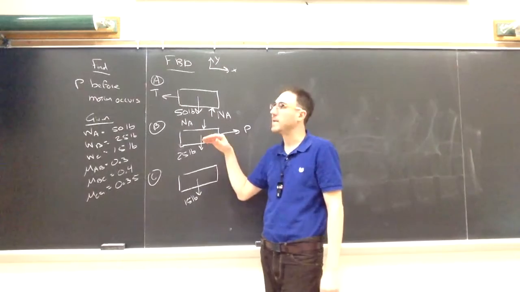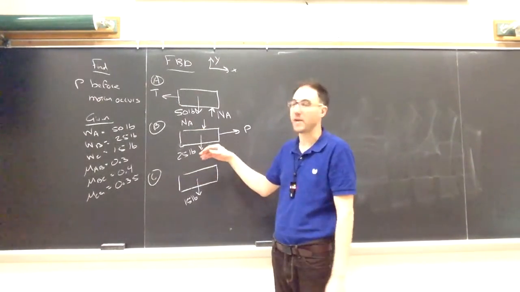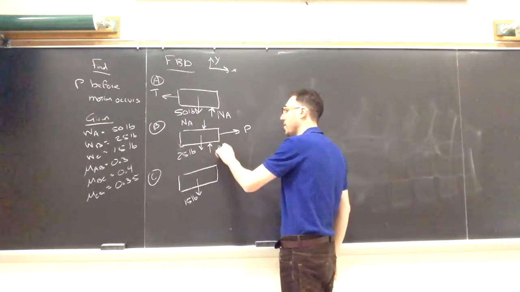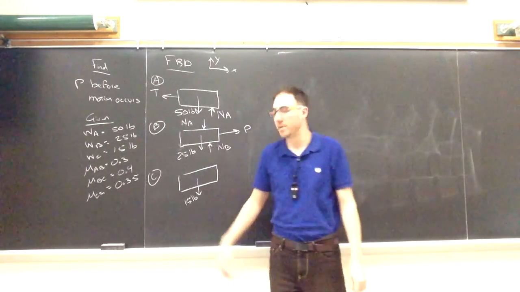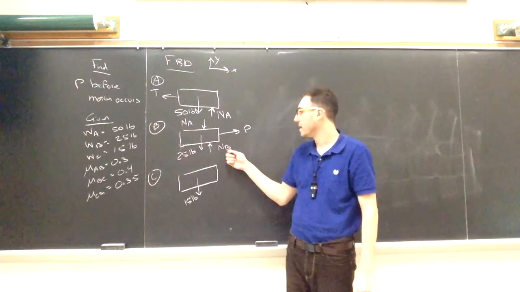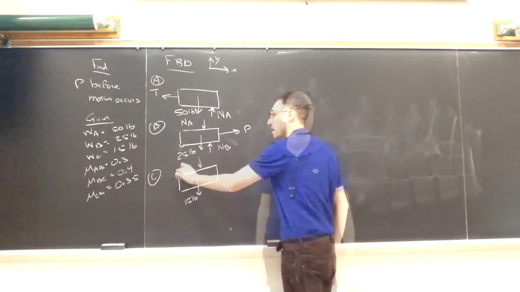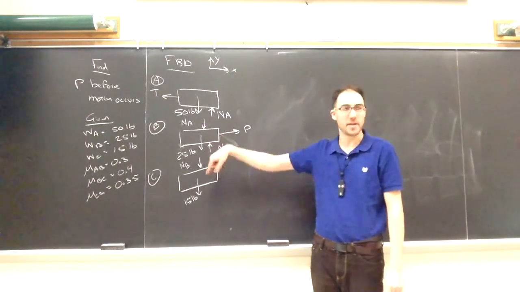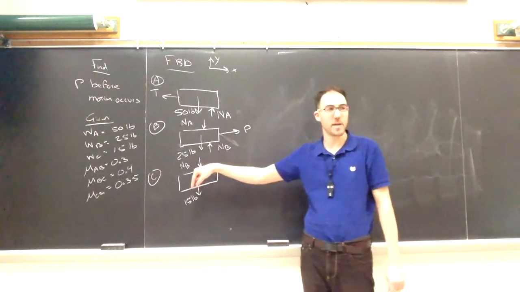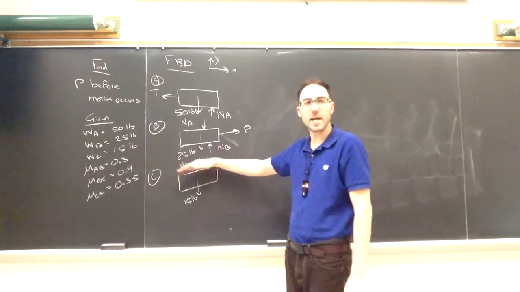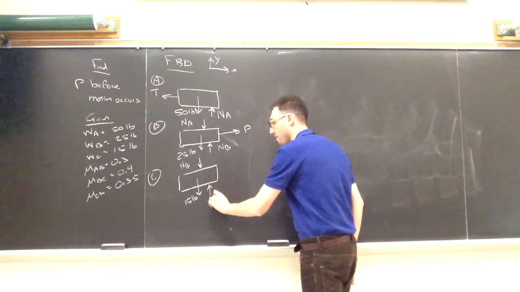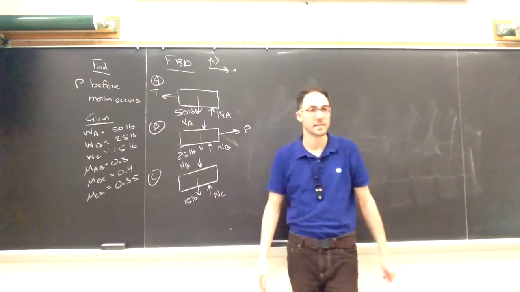But on B, it wants to fall down due to gravity, but block C is going to push it back up. So there's another different normal force between surface B and C that I'll call NB. And then on block C, we'll have that equal and opposite normal force coming down from B. And preventing C from falling to the center of the Earth is the ground. So there's another different normal force there that I'll call NC.